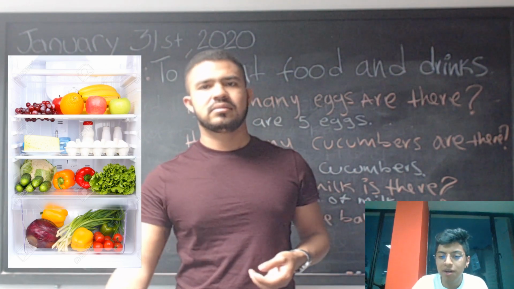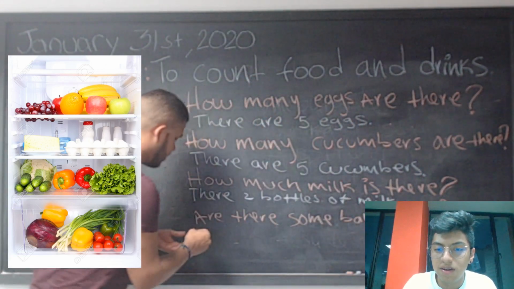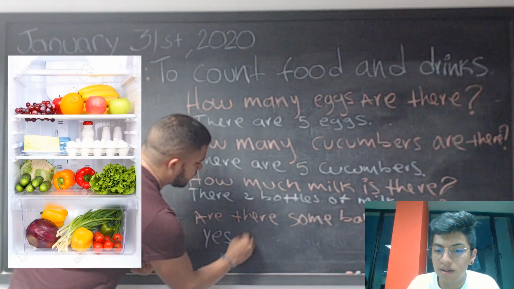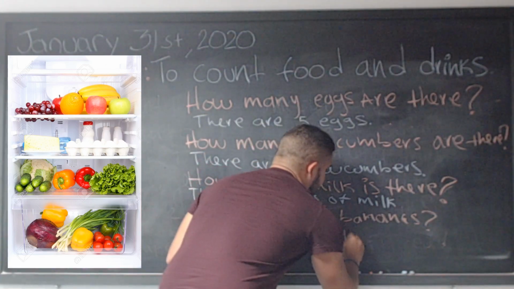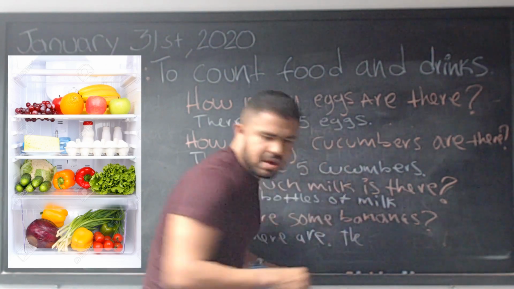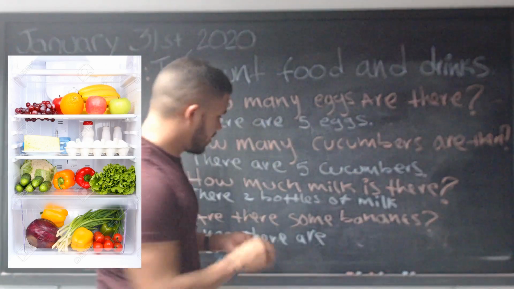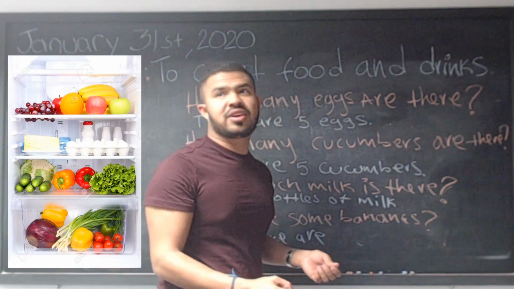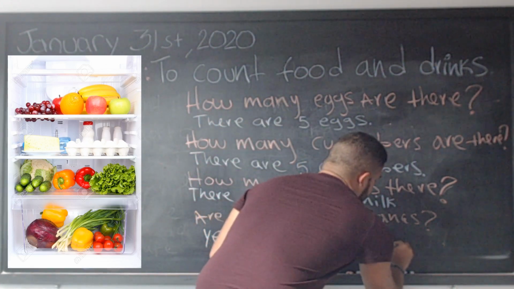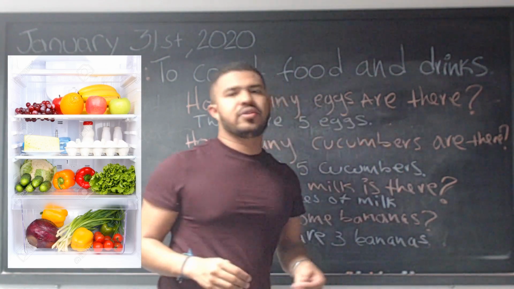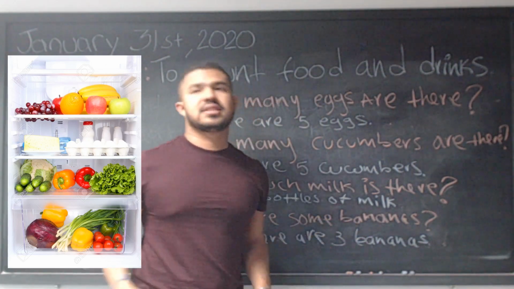Natalia, 3 bananas. Okay, good. But are there some bananas? Yes. Okay, so the answer is yes, there are. You better use yes, there are. Yes, there are 3. You said 3? 1, 2. Okay, I think there are more, but it's okay. There are 3 bananas. Luis says there are 5 bananas. Okay, 5 bananas. That's good.